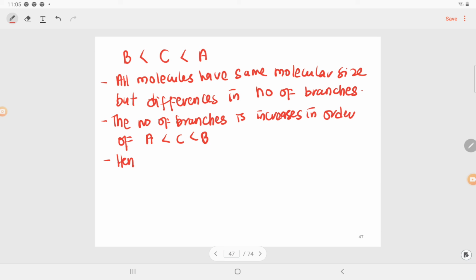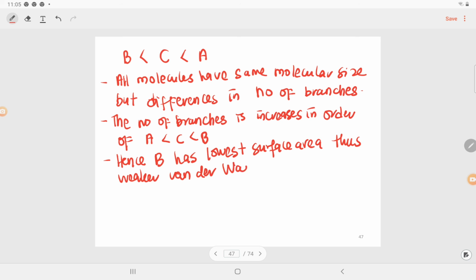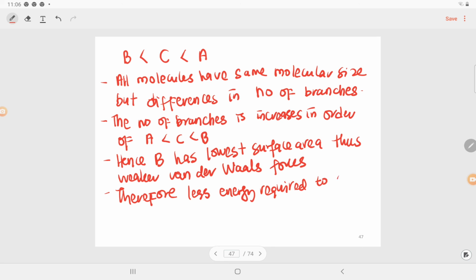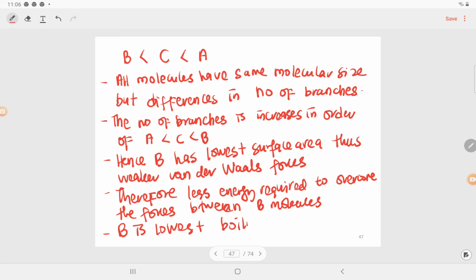So next, this means B has the lowest surface area, thus weaker van der Waals forces, therefore less energy required to overcome the forces between B molecules. B has the lowest boiling point.